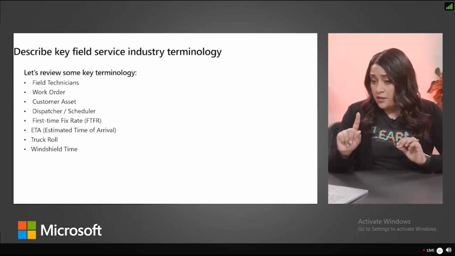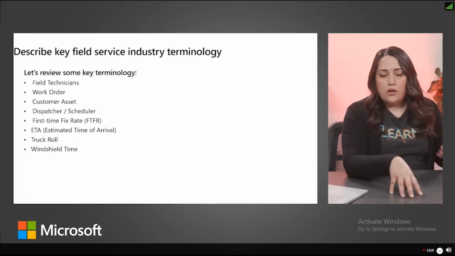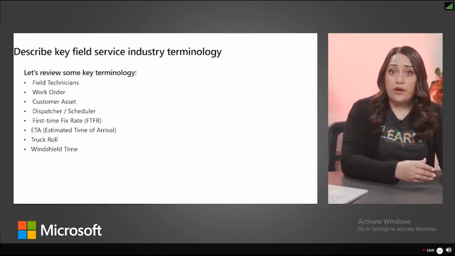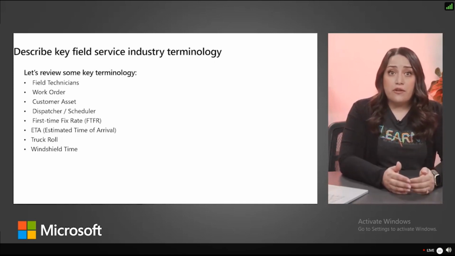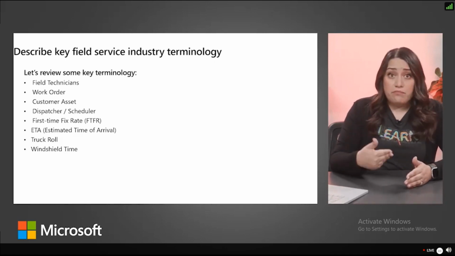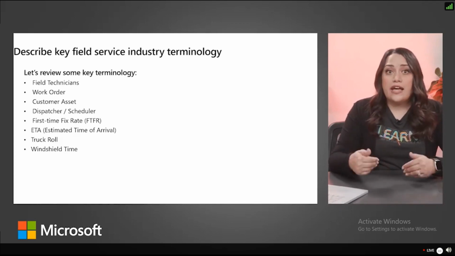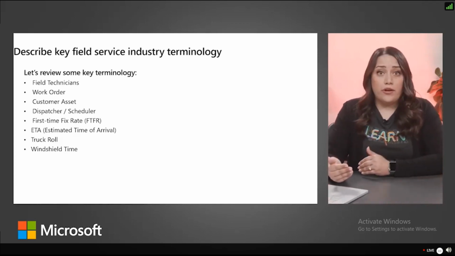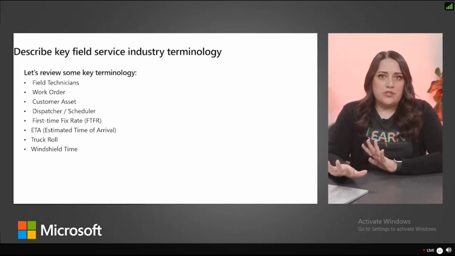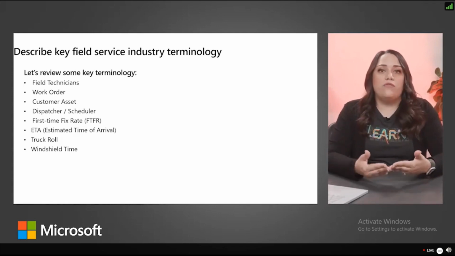And the customer asset, that's actually the piece of equipment that's being serviced. So let's say, for example, you have a customer that purchased an AC unit from your organization. That AC unit would be considered a customer asset. And when that asset has an open work order, a dispatcher or a scheduler is going to assign a field technician to that work order. But when you have your tech going out to the customer site, the goal is to finish or fix the work order in a single visit.